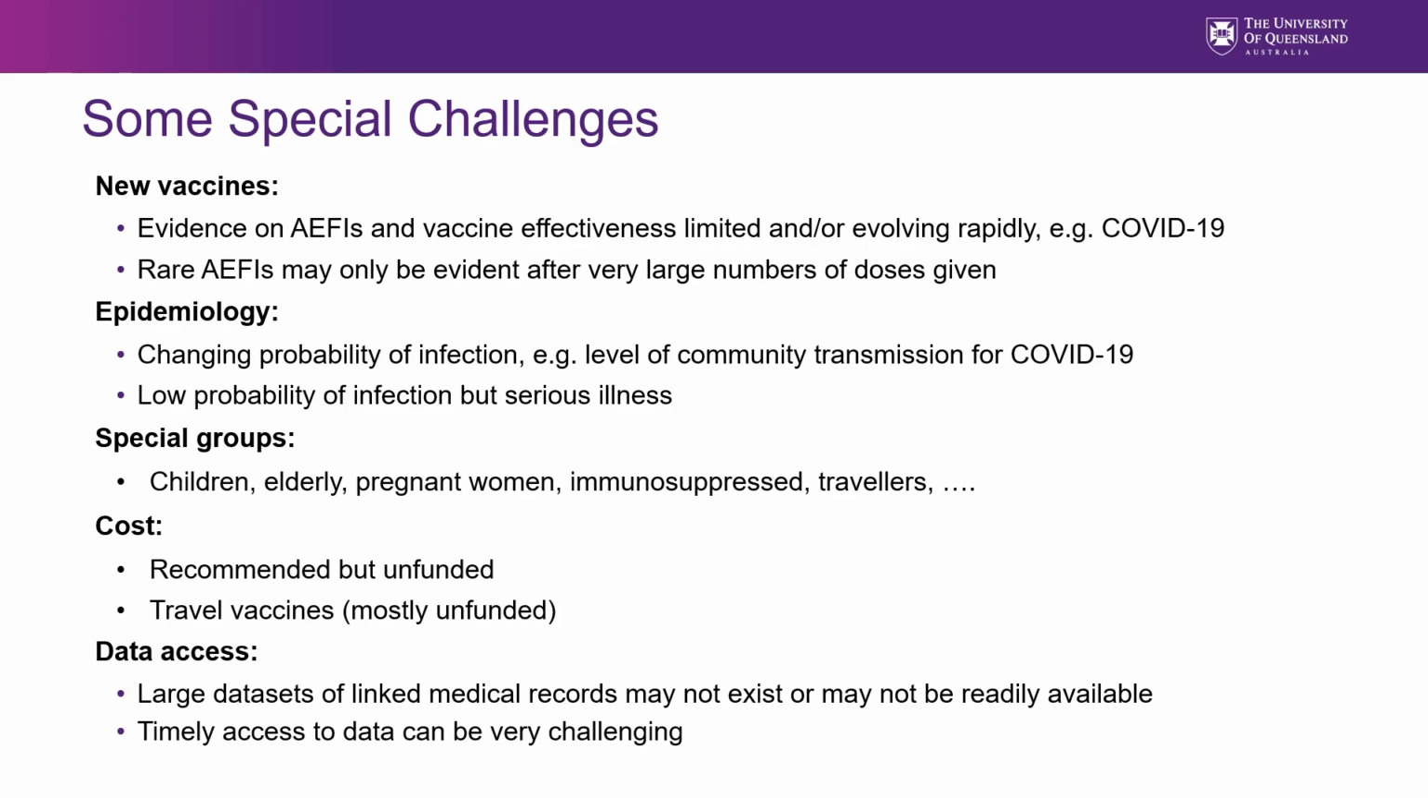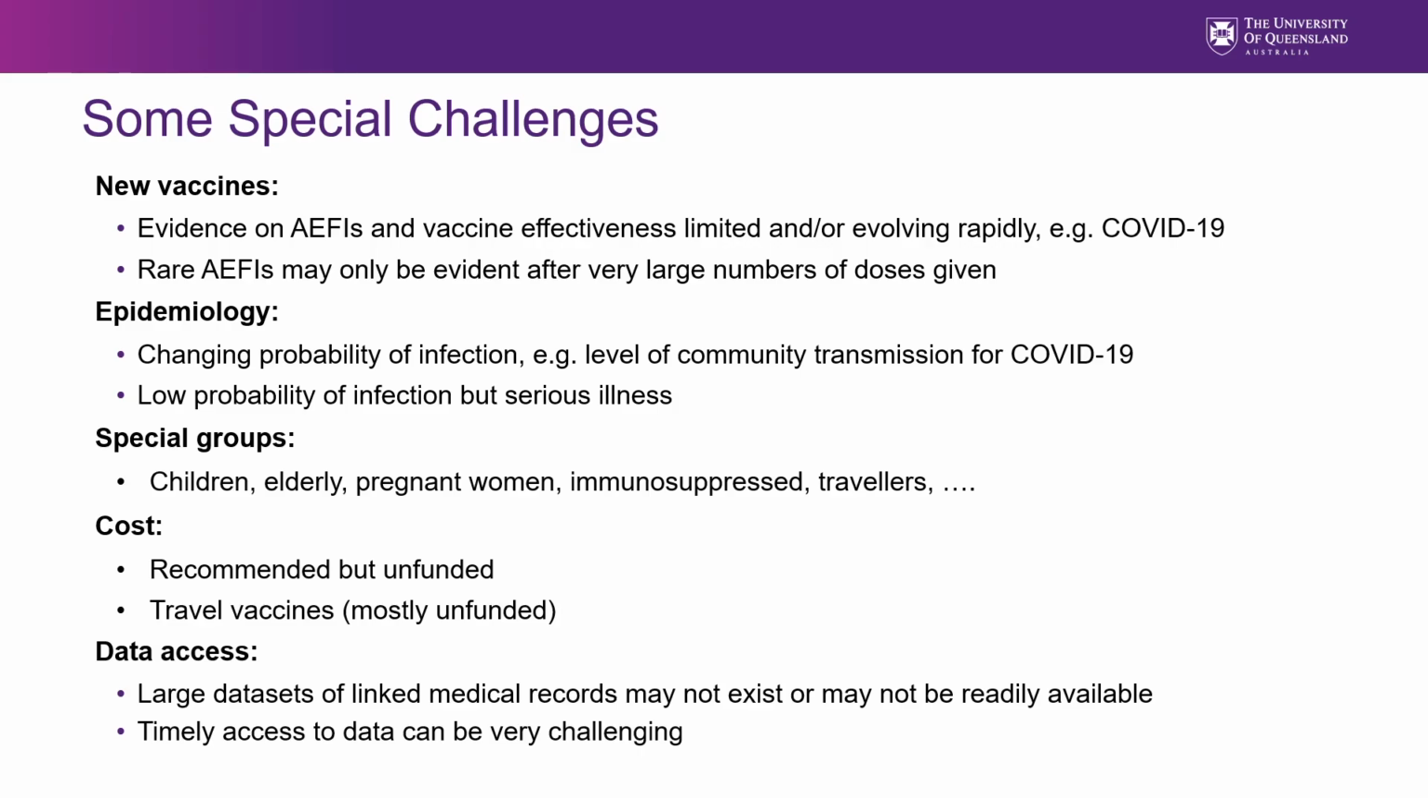Then special groups like children, elderly, immunosuppressed, pregnant women, travellers. And the cost of vaccines also comes into consideration sometimes. So things that are recommended but unfunded, and also for travel vaccines, which are mostly unfunded, that's often a consideration during travel medicine consultations. And if we're talking about quantitative risk-benefit analysis, we need data.